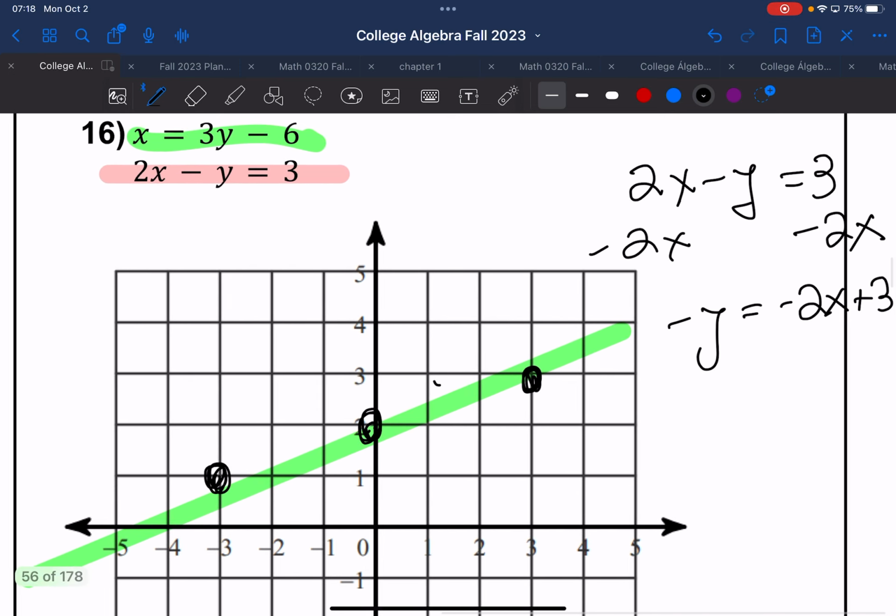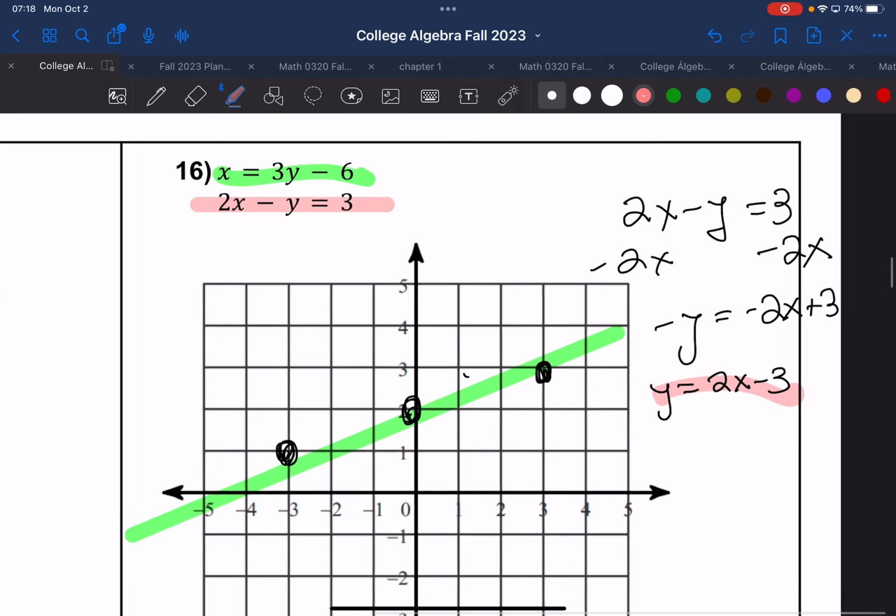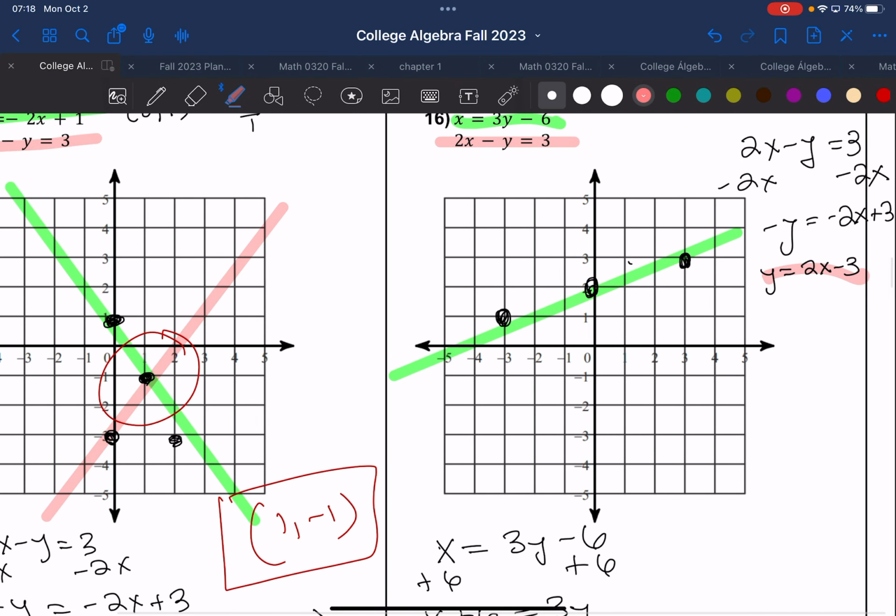So we don't want that negative in front of the y, so what am I going to do to all the signs? Flip them. So I have y equals positive 2x minus 3 now. And that is the pink equation. Sorry, I was trying to zoom in so you could see a little better.